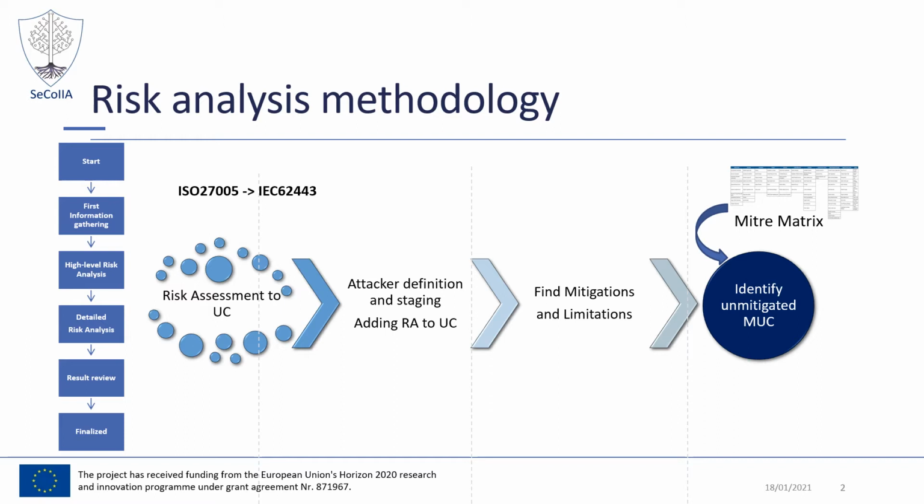And then we went to the attacker definition and staging, adding the risk assessment to the use case, meaning what risks affect what assets within the use case. We then found some mitigation controls that were there and that should be implemented, what the limitations were, and with all that information, we identified the unmitigated misuse cases, and we translated all of this information into the MITRE matrix approach, using the industrial control systems approach of that matrix.